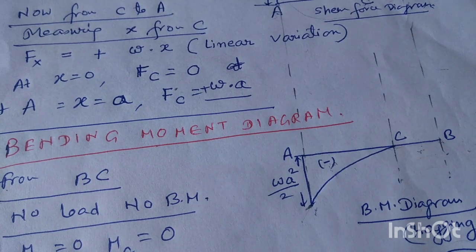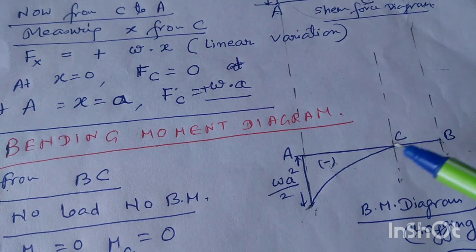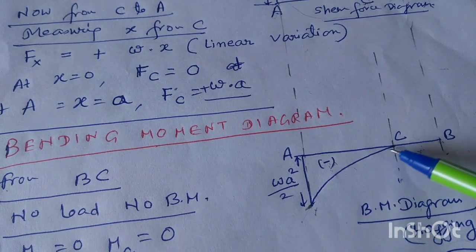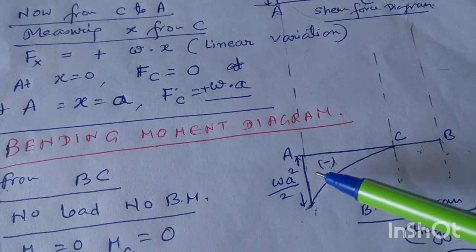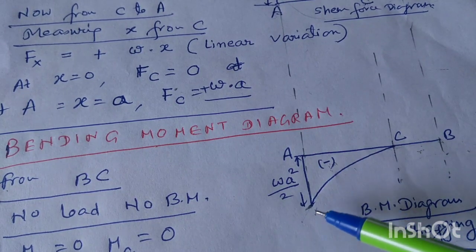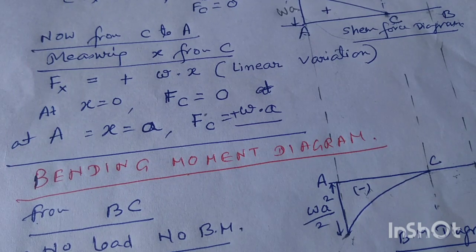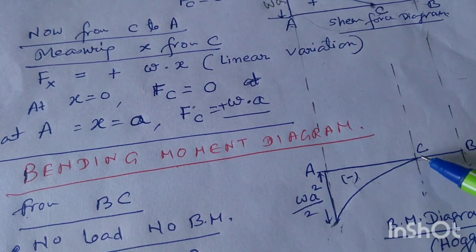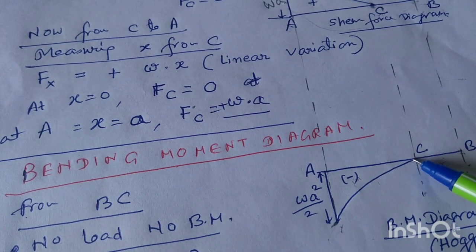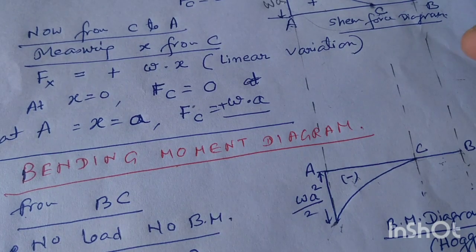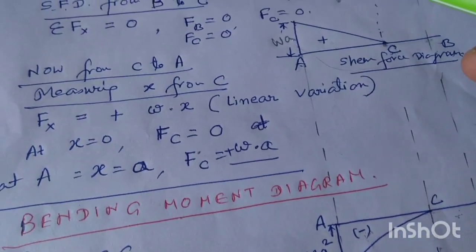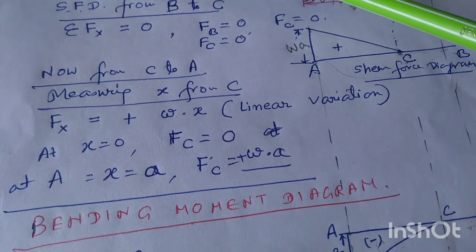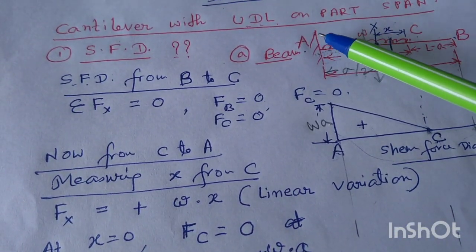And what will be the bending moment from C to A? This will be parabolic. Shape is parabolic. And how is this calculated? Suppose here there is no load, so there will be Mc equal to 0, means bending moment at C will equal 0, and take the moment about this point A.